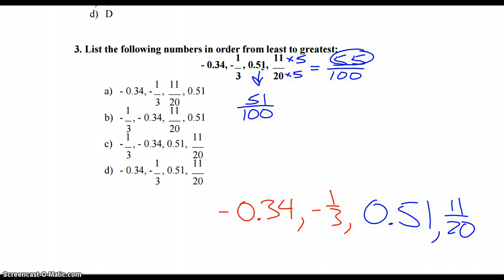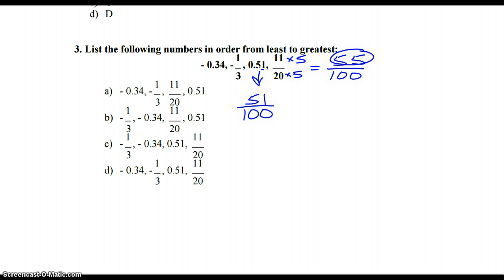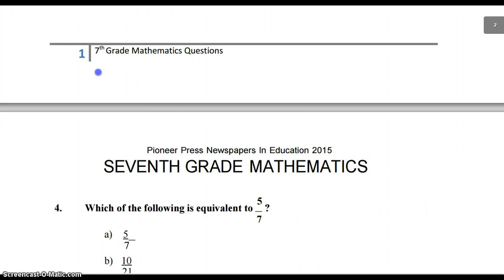So they actually gave you the correct order to begin with. So always check to make sure. You wouldn't think they would do that, but sometimes they throw in that curveball. So D is the correct answer. They actually gave you the correct order. All right, so always check.